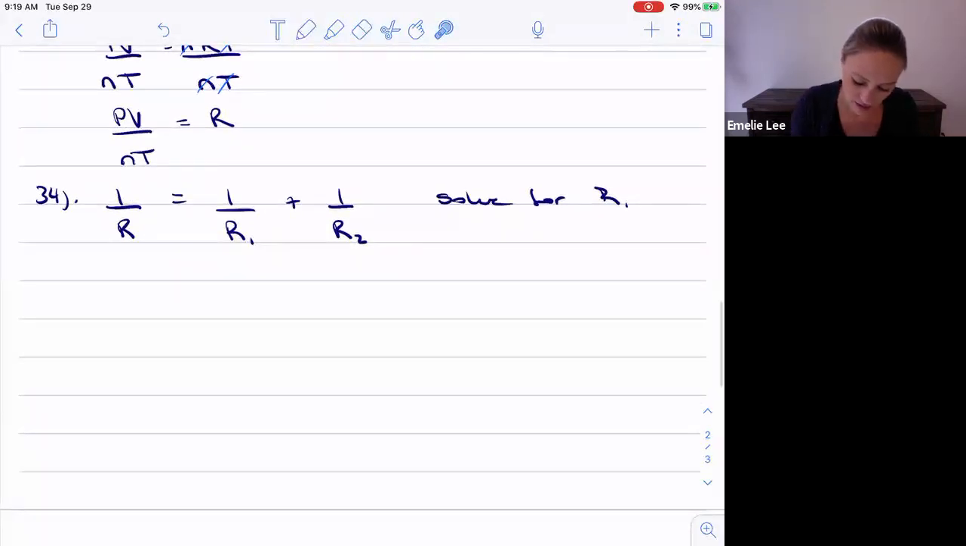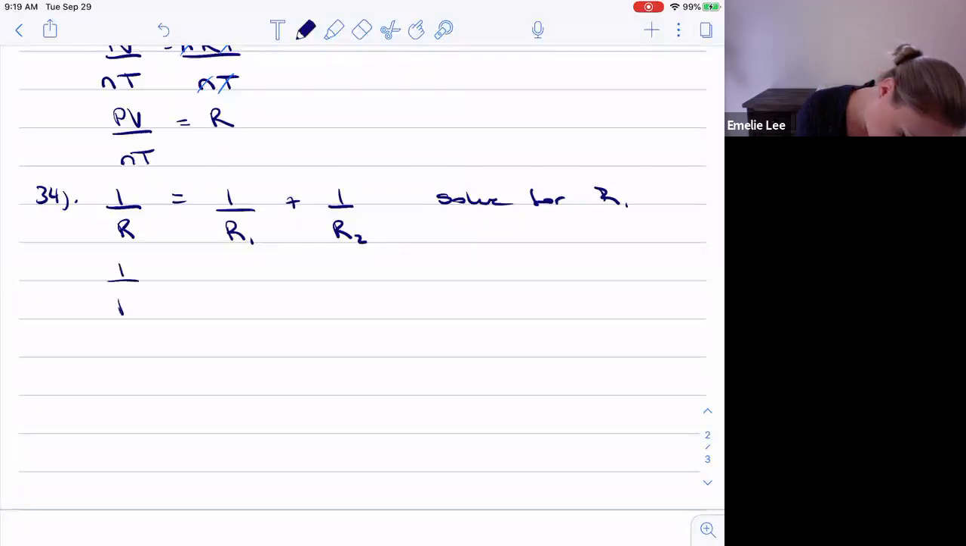Okay. So I want to solve for this guy here. I don't want to solve for 1 over R1, I want to solve for R1. So I'm going to have to rearrange this and pull out just R1 and rewrite it in terms of R1 on one side and everything else on the other side. So I'm going to isolate the 1 over R1. I'm going to subtract 1 over R2 from both sides.